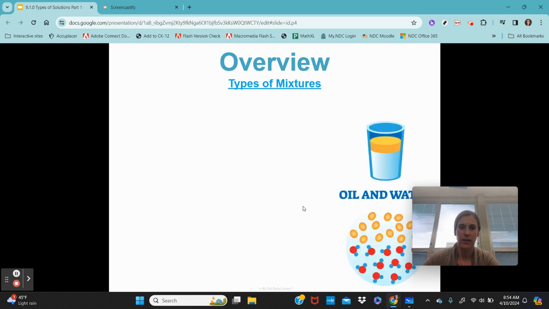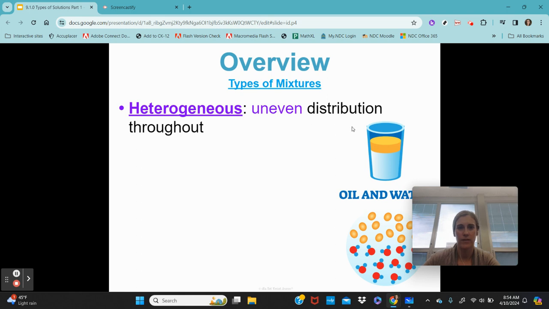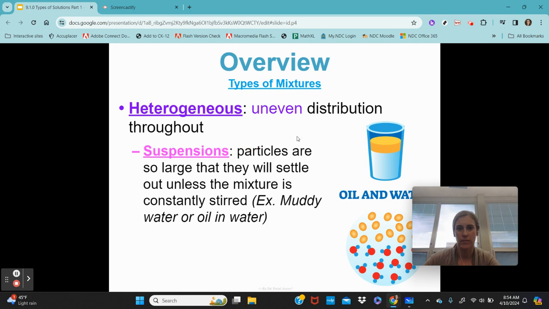So, for example, if we look at a heterogeneous mixture, it's uneven distribution throughout the particles. Suspensions are a type of heterogeneous mixture. And so, like oil and water, for example, you can mix it up and shake it, and it will eventually settle out. So that's definitely a suspension because we can separate it and we can see the difference between the two layers. Muddy water is the same way. You can filter it and remove that mud. You can pick it out physically.